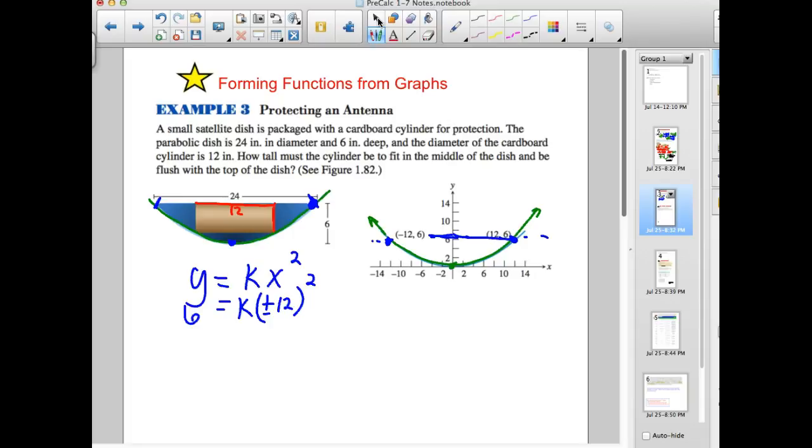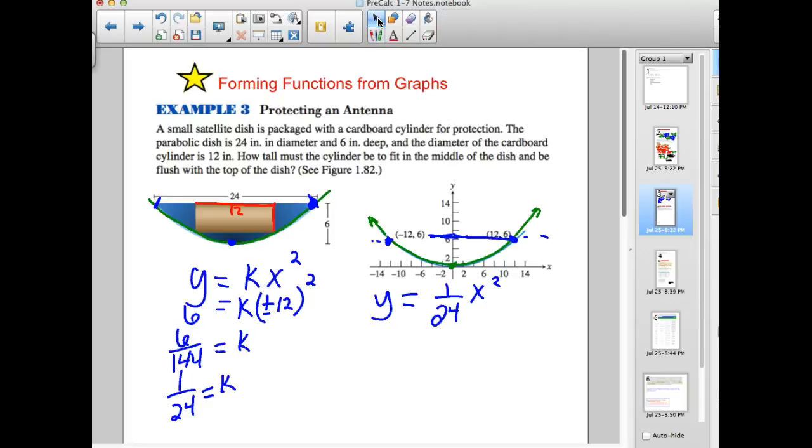Well, what's 12 squared? So if we divide over 144, we've got 6 divided by 144 equals our constant. Can we reduce that at all? 1 over 24. Okay. So my equation is going to be y equals 1 over 24 times x squared. That 1 over 24 just squashes my parabola, right? It's a vertical compression, so it's kind of a flatter looking parabola.